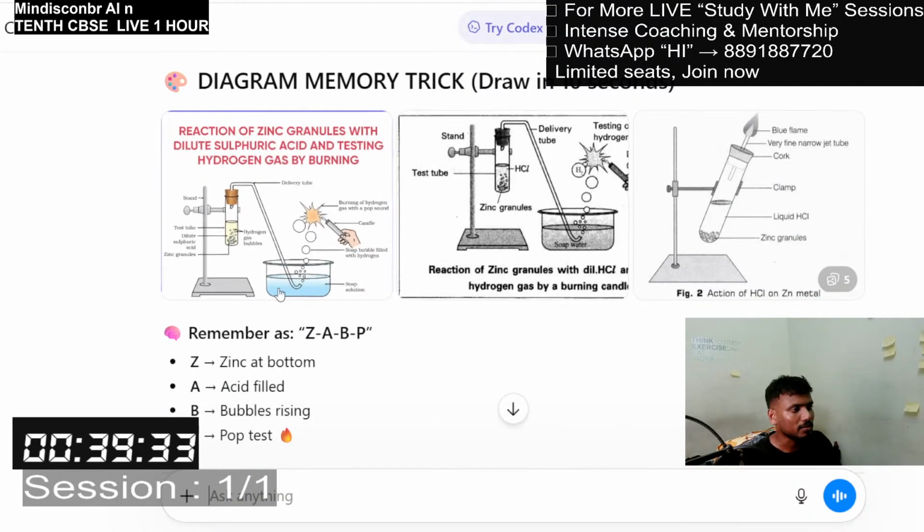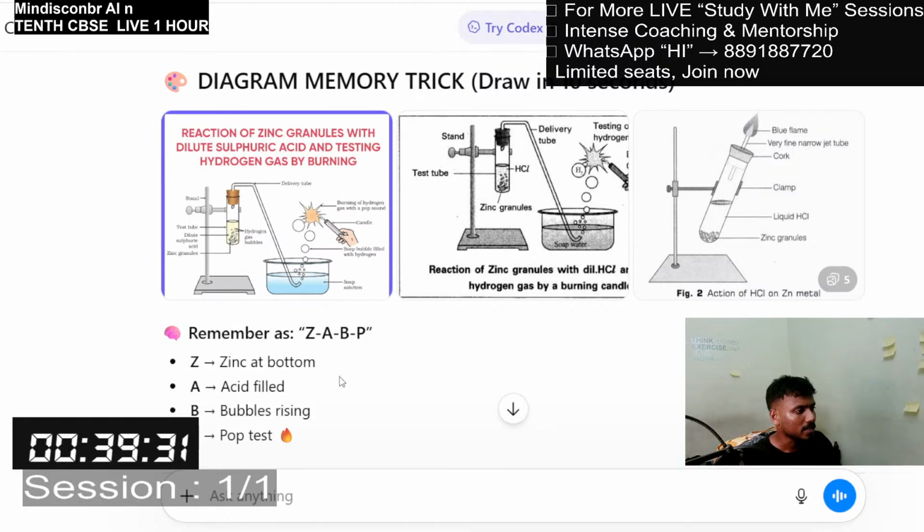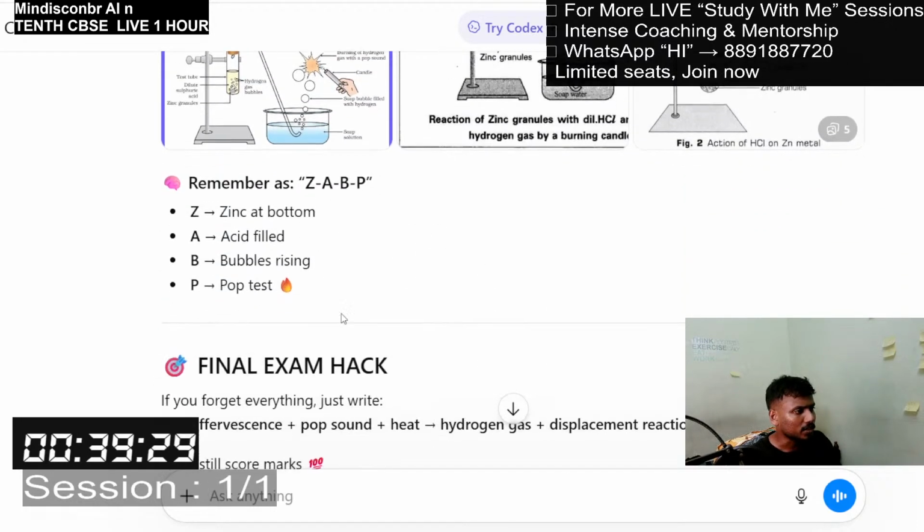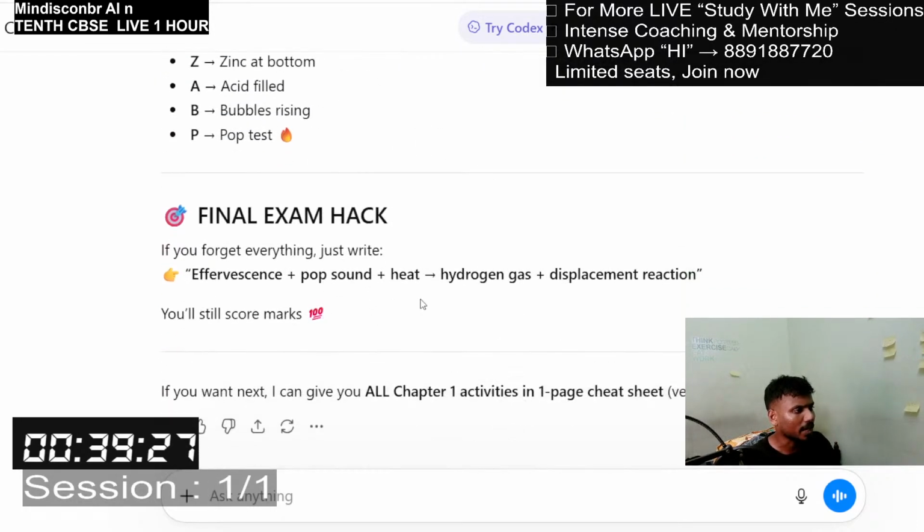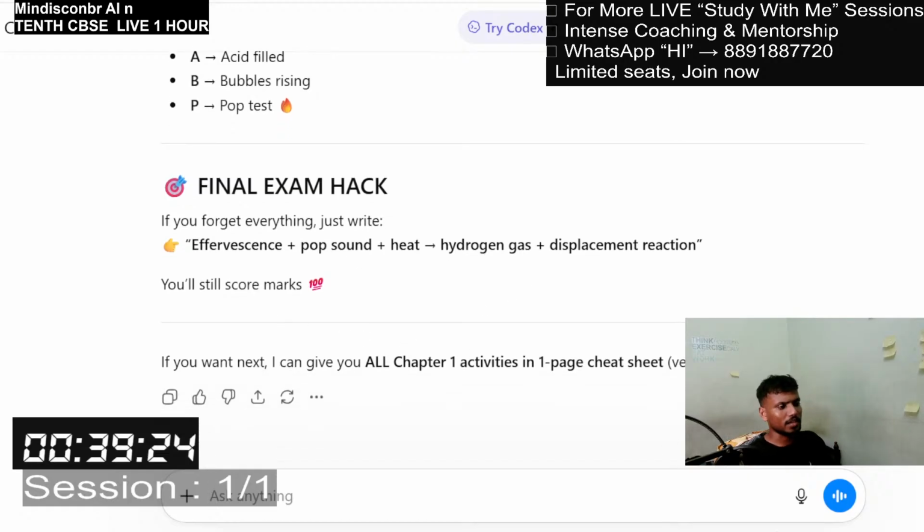The diagrams we have seen earlier. So there is no need of mnemonics when the exam comes. So the balanced chemical equation is zinc plus 2HCl gives ZnCl2 plus hydrogen, H2, plus heat. Heat is released since it is an exothermic reaction. Hydrogen burns with a pop sound.